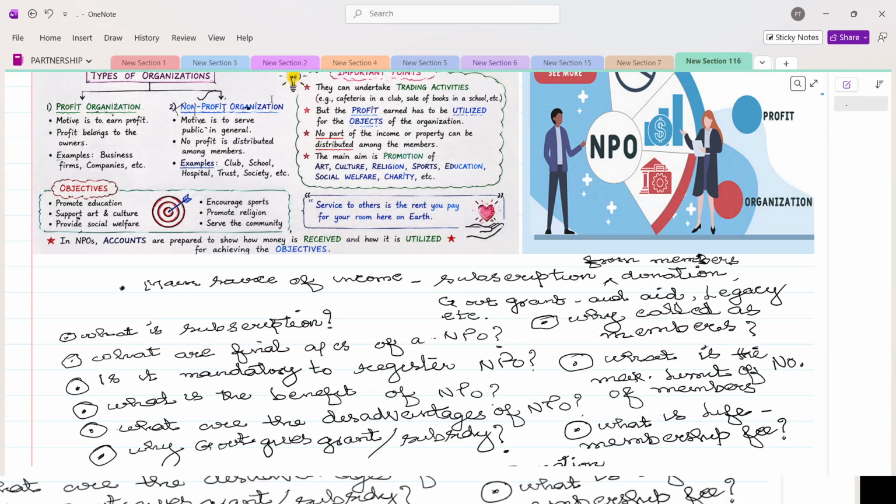They are all members. That's why they are called members, because they are not owners. They cannot enjoy the profit. Profit distribution is prohibited, and there is no concept of drawing. No one can withdraw any money. And even if they prepare the income and expenditure account and there is some surplus amount available, that cannot be distributed among the members. Why government gives grant or subsidy, we will come back to later.